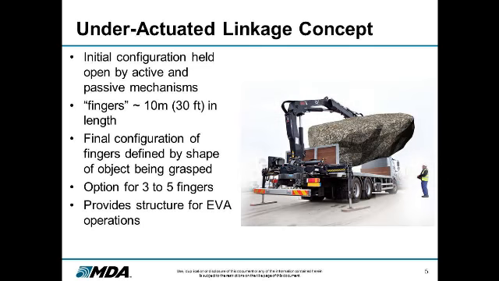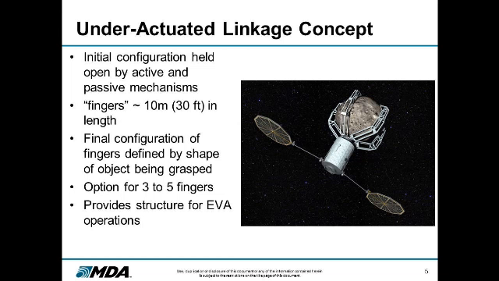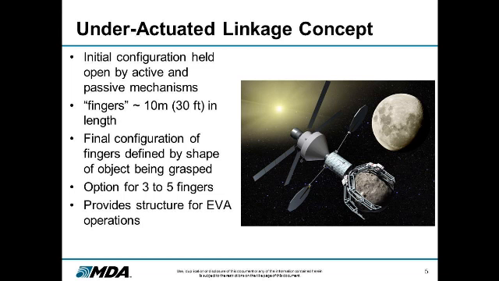Just to give you an idea of the size that everyone's talking about, we put this graphic together to show that it's similar to things that we're used to seeing all the time. So just think of a flatbed truck going down the road with a great big rock. Each finger would be approximately that size. So the final configuration of the number of fingers, which could be between 3 and 5, would conform to the shape of the asteroid.